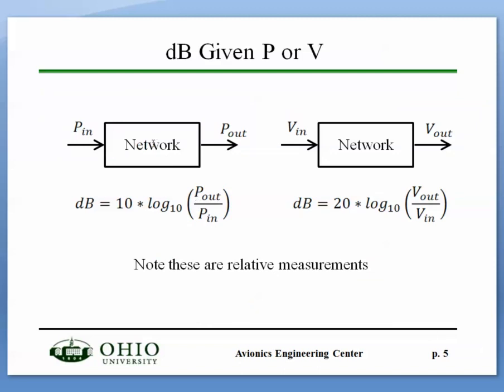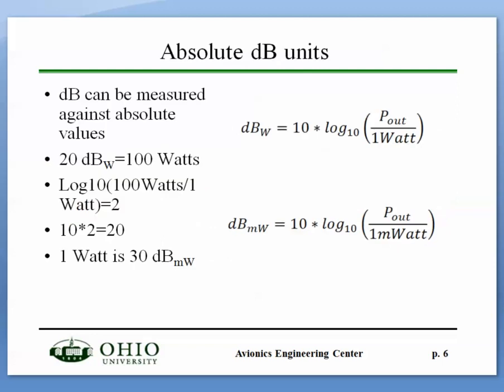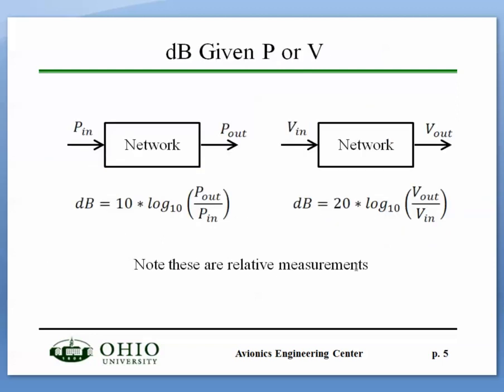So this is what this looks like. You have a network with P in, P out. This is the formula you use. You have a network with V in and V out. And here's the formula that you use. You could also do the same thing if you had two currents. Now I'll go back here for a minute. These are relative measurements, right? So if I say I have 15 dB, that means that there's a gain of 15 dB for the output voltage over the input voltage. It's relative. The gain is relative to this.